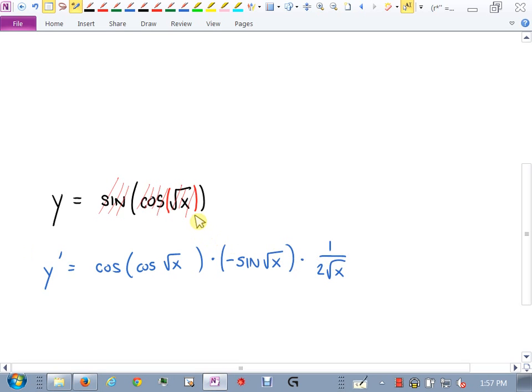I'm not sure I understand. If this had been square root of x cubed, then it would have been 3/2 x to the 3/2. So this would have turned into 3/2 x to the 1/2. So, no, I don't think that would work.